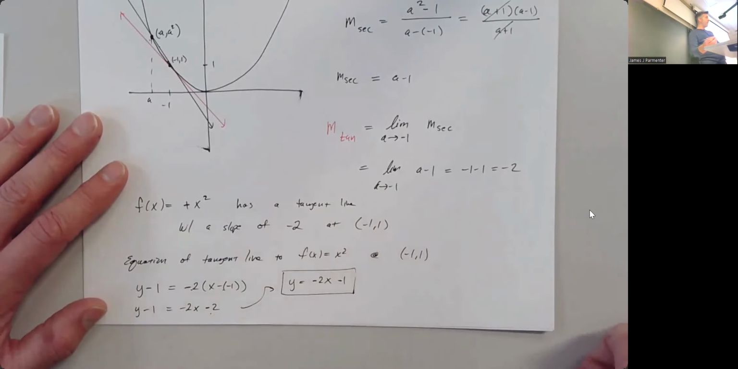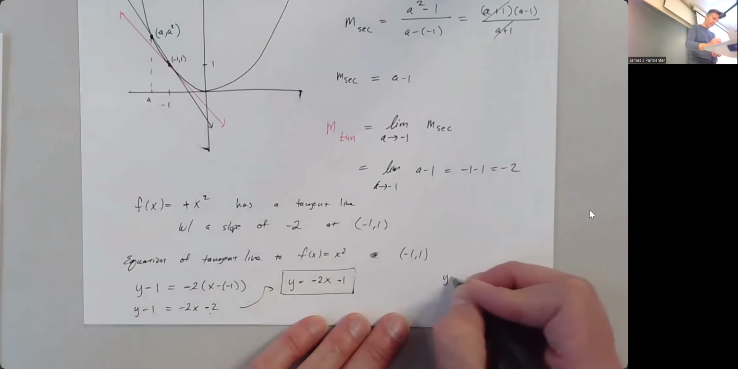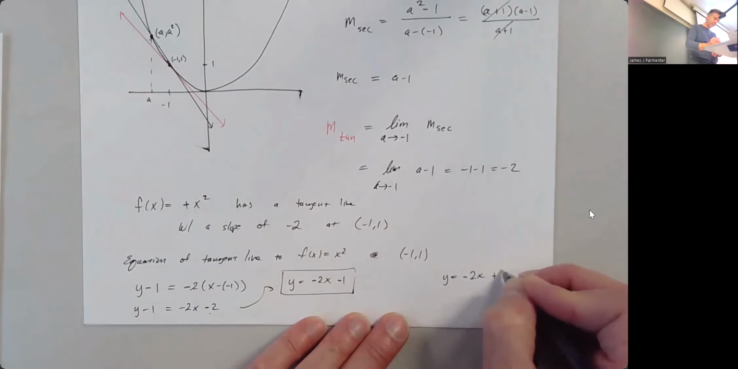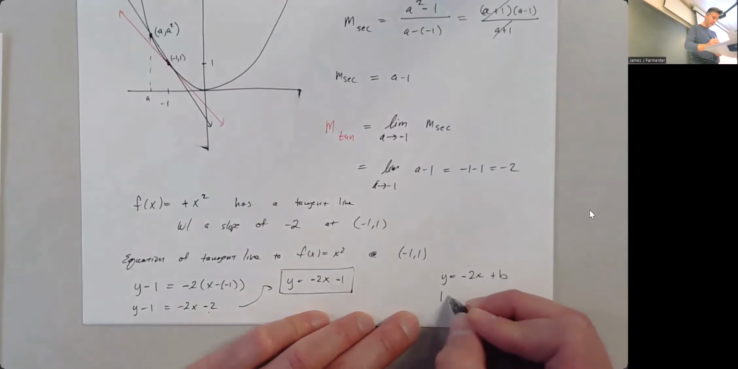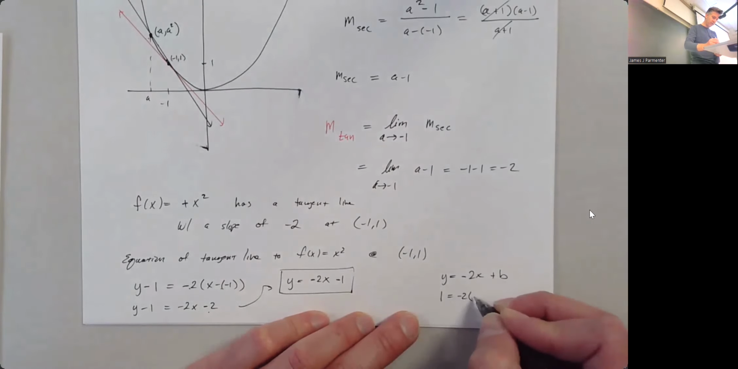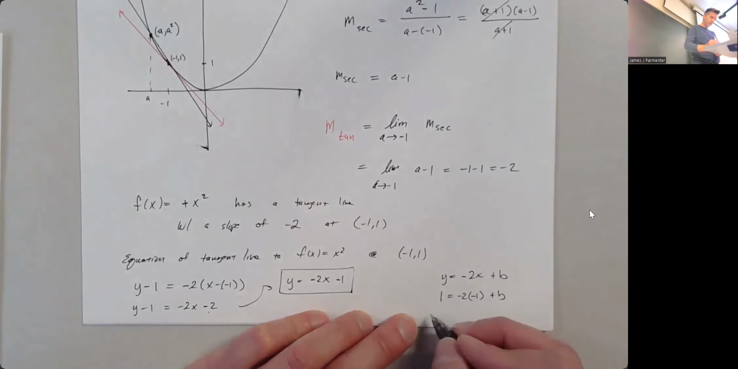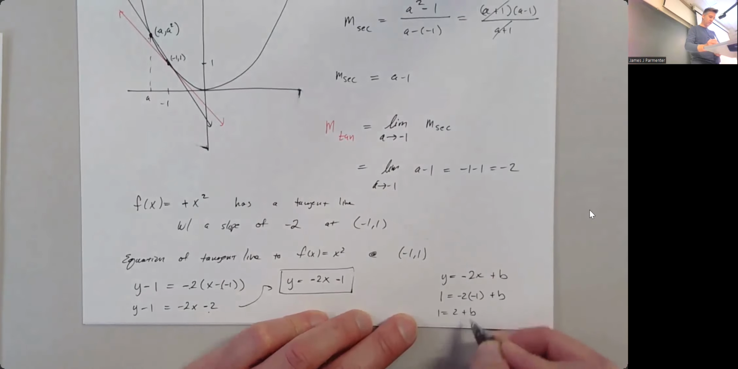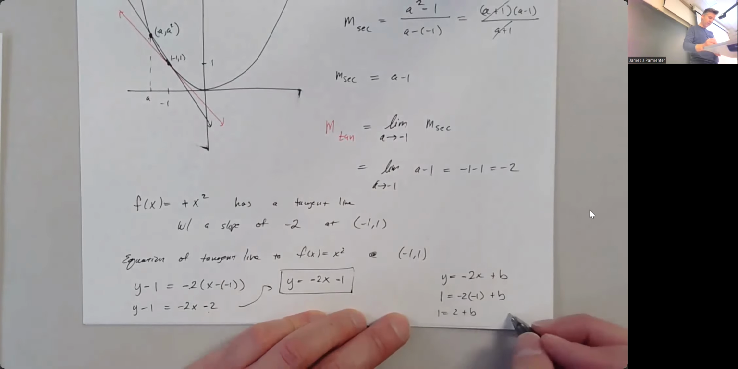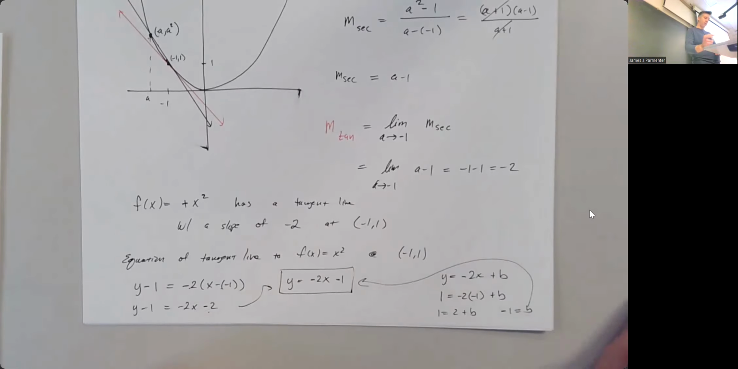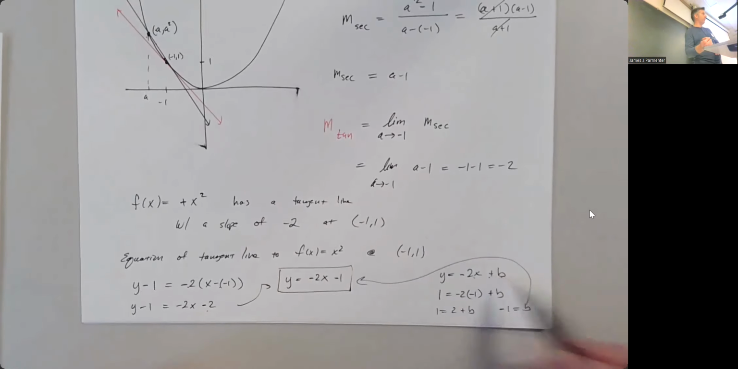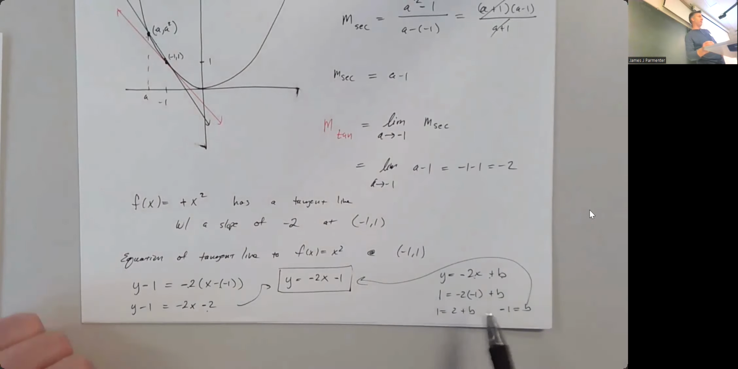Or if you don't like that, you can start off with y equals mx plus b, and then plug in your point and say, oh, well then 1 is equal to -2 times -1 plus b. So 1 equals 2 plus b. Subtracting 2 from both sides, you get b equal to -1. And then you can go back and plug that in and get that equation, right, y equals -2x plus -1. Either way you want to find the equation of the line is fine. I like this, you might like that. Either way is good.